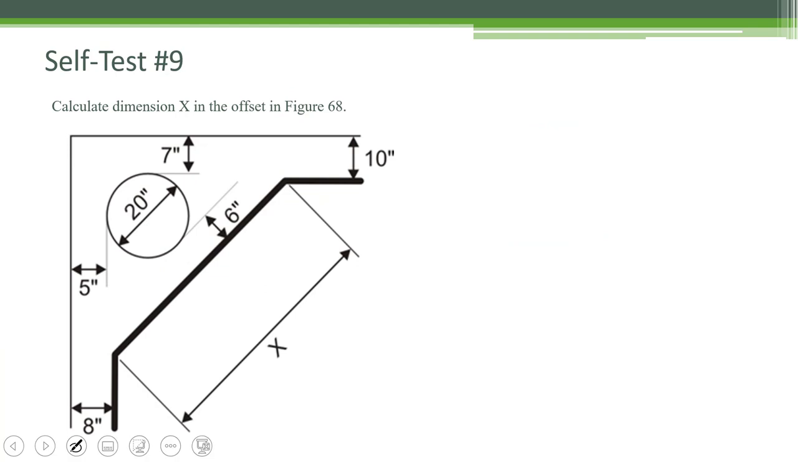Okay, here's another variation of a similar question, except I have a tank in the middle. So I want to run my piping. I want to maintain 8 inches from the wall down there, 10 inches from the wall over here. But I have this tank that's kind of not equally spaced. It's 7 inches from the wall over here and 5 inches from the wall. It's not a huge tank, I guess, if it's only 20 inches in diameter, and I want to maintain 6 inches. Okay, so figure out my offset.